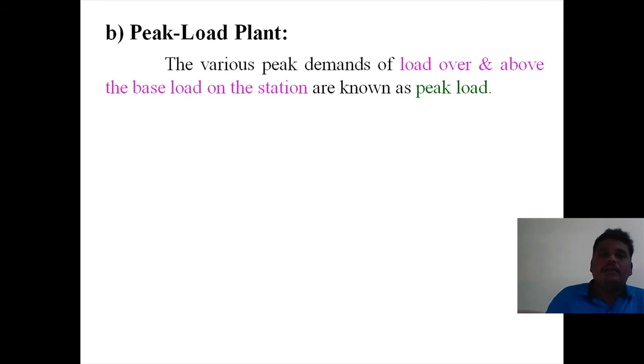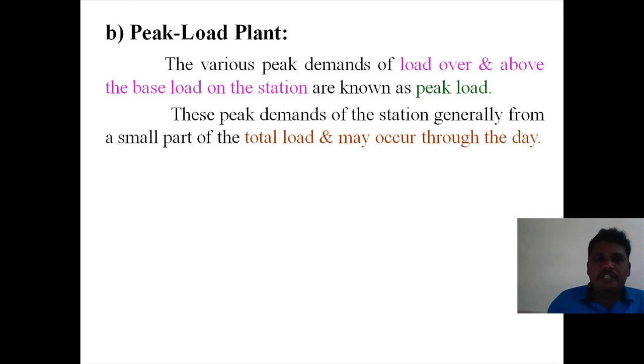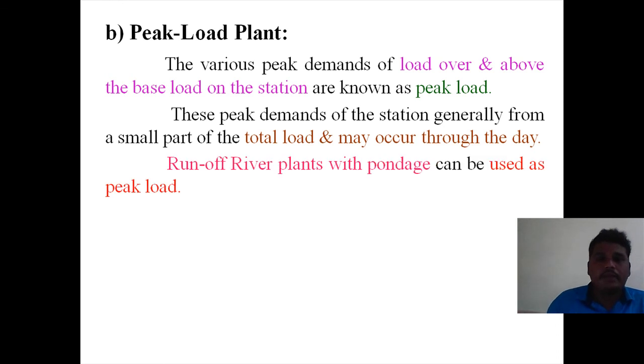Next, peak load. The varying peak demands of load over and above the base load on a station are known as peak load. There may be a continuous power supply, and whenever there is an increase, for example during the rainy season, the increase in power is nothing but peak load power. These peak demands on a station are generally a small part of the total load and may occur throughout the day. Run-of-river plants with pondage, as opposed to without pondage, give continuous power even in the off season.